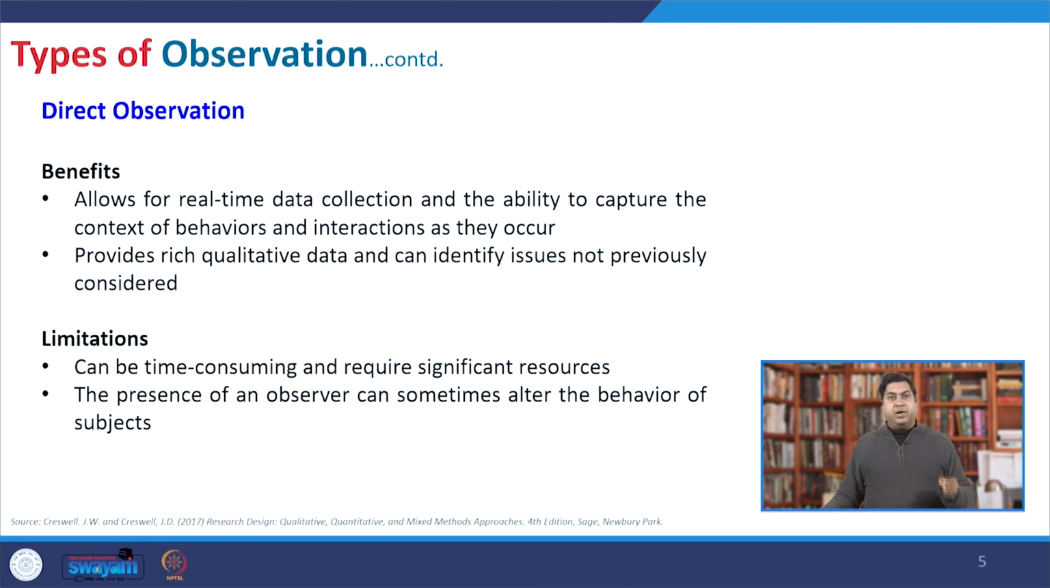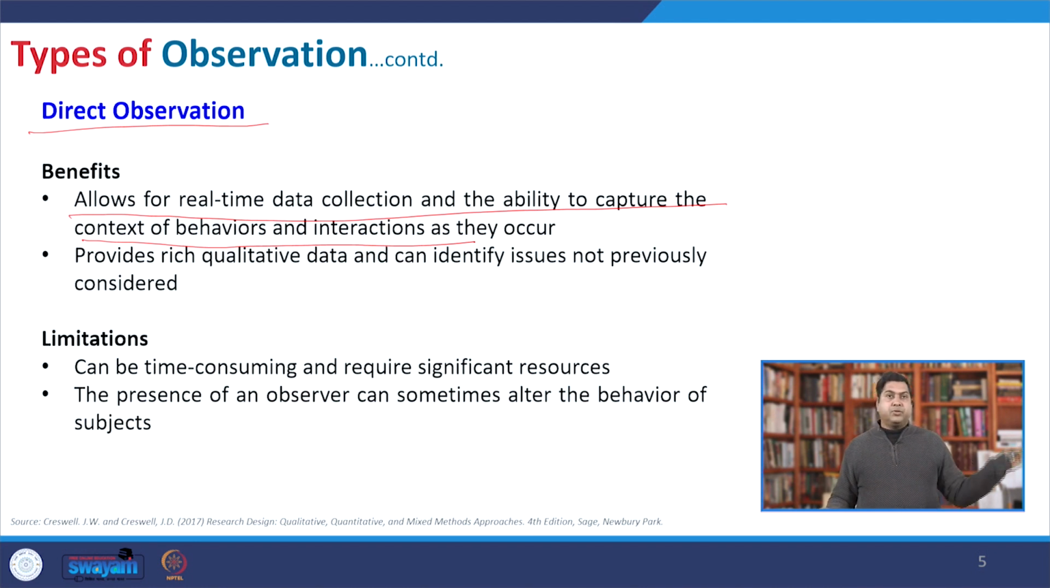Now, if we classify the observation, it can be classified in many ways. So, the most common way of classification is what we are going to discuss today. One is direct observation. In direct observation, the benefit is that it allows for real time data collection and the ability to capture the context of behavior and interaction as they occur. So, it is something where the observer is present on site and it is happening in real time, which is direct observation.